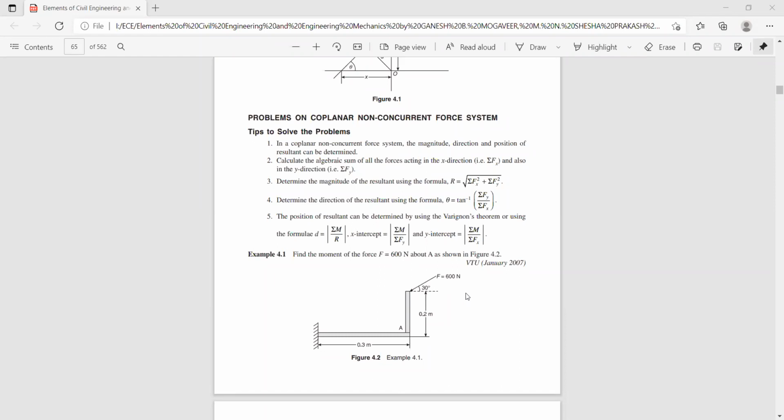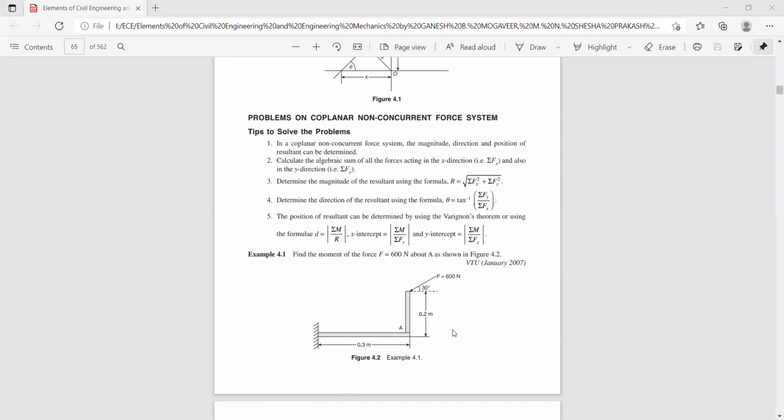Now the horizontal component is acting like this. To calculate the moment of this horizontal component, the perpendicular distance with respect to point A is 0.2 meters. It creates an anti-clockwise moment because the direction of this component is towards the negative direction. That is, the moment of this force 600 Newton about this point is minus 600 cos 30 into the perpendicular distance, 0.2 meters.